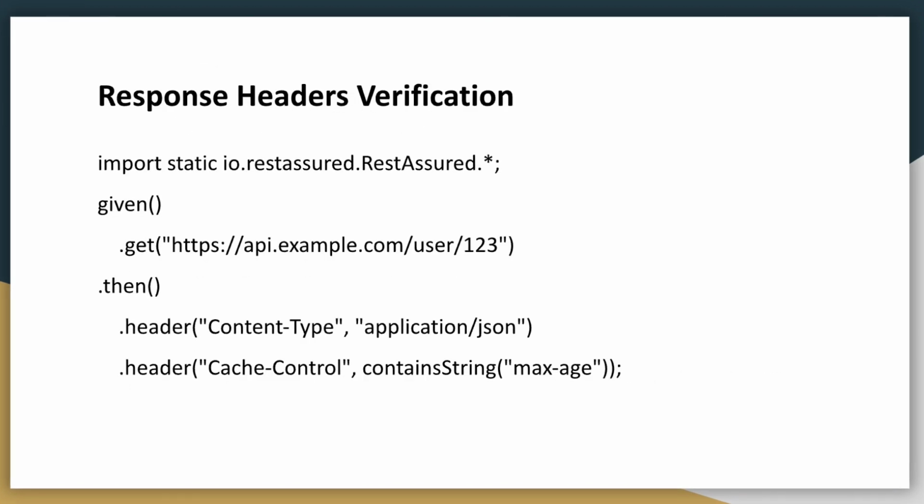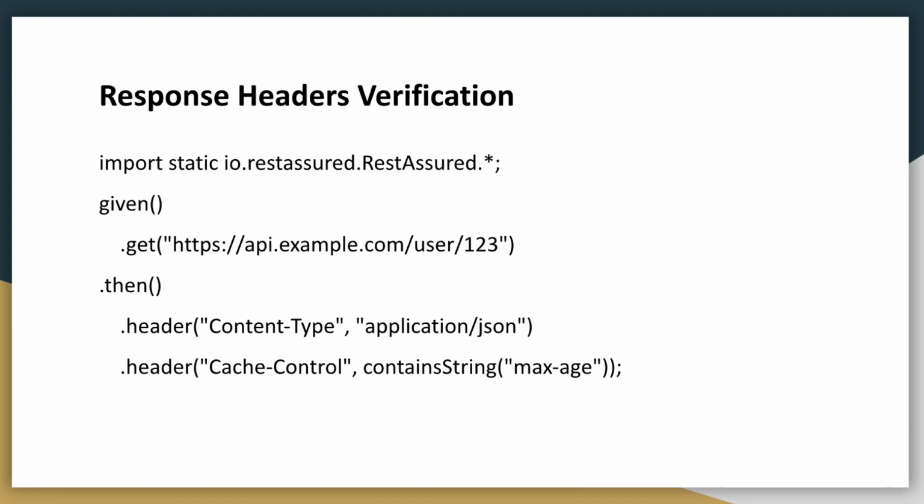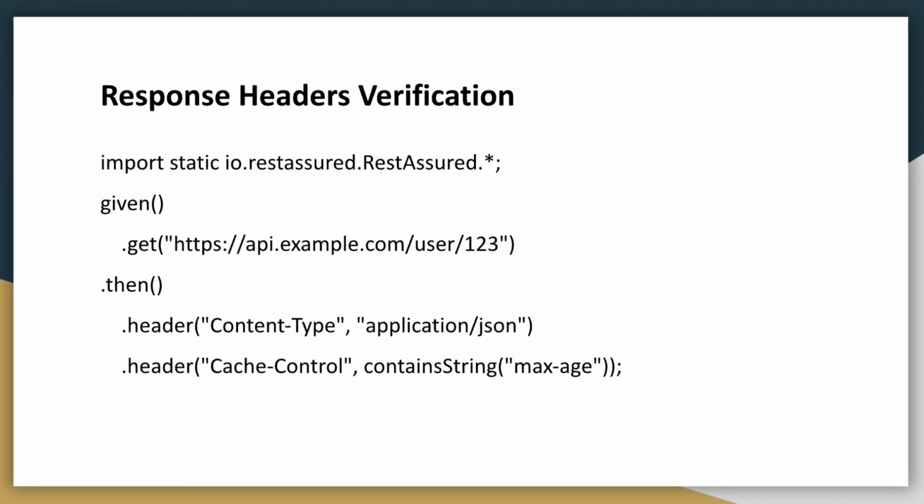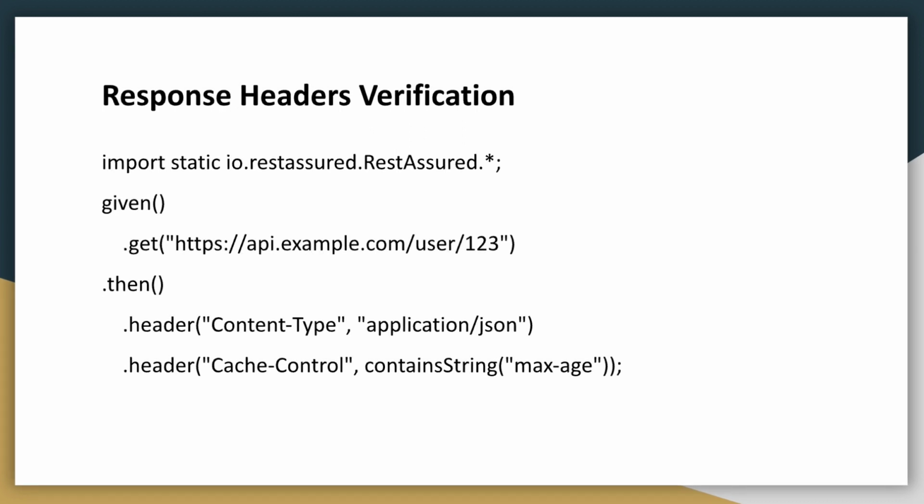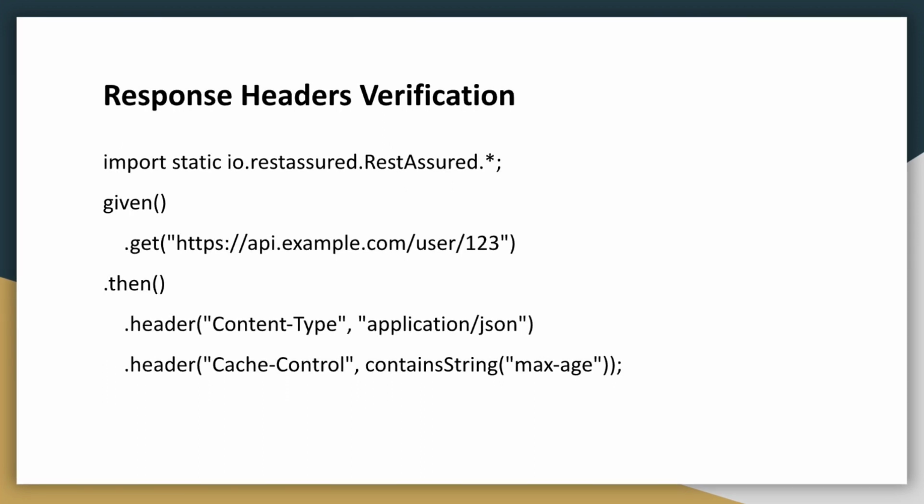Next is response header verification. Validating specific headers is essential. For instance, I check the content type header to ensure it is set to application/JSON for JSON responses. Additionally, I have verified caching headers like Cache-Control to ensure proper caching behavior.